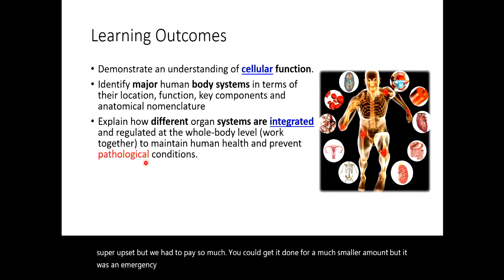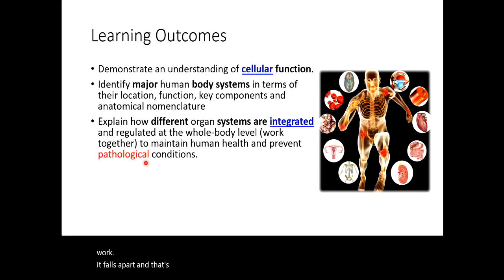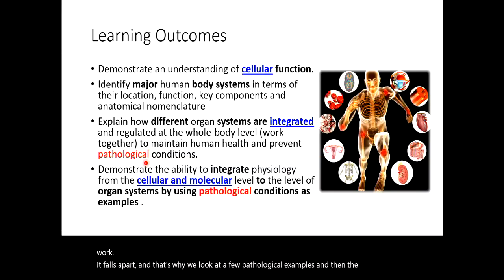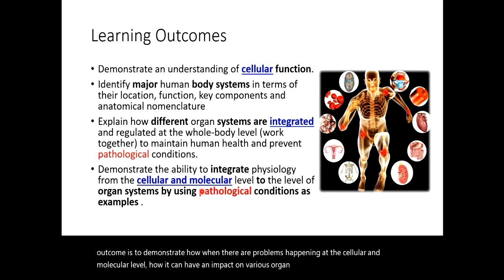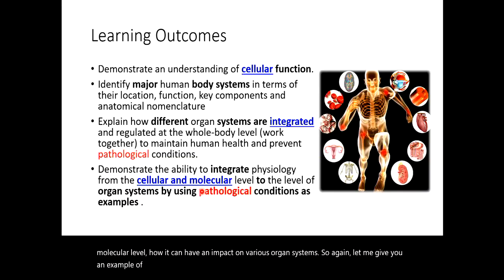So anyway, the bottom line is you never appreciate how well things work until they fall apart, and that's why we look at a few pathological examples. And then the last learning outcome is to demonstrate how, when there are problems happening at the cellular and molecular level, it can have an impact on various organ systems. So again, let me give you an example of when something is going wrong at the cellular and molecular level, how it can affect multiple organ systems.